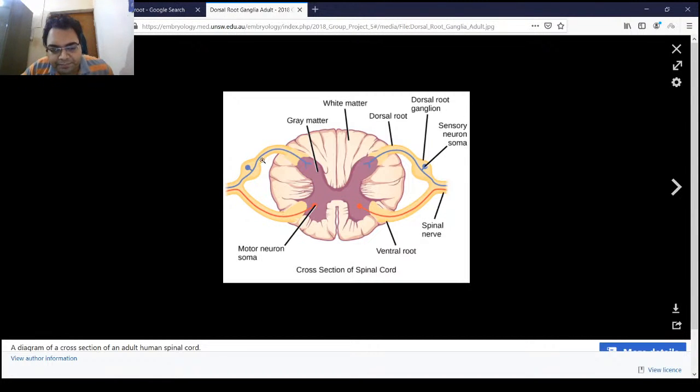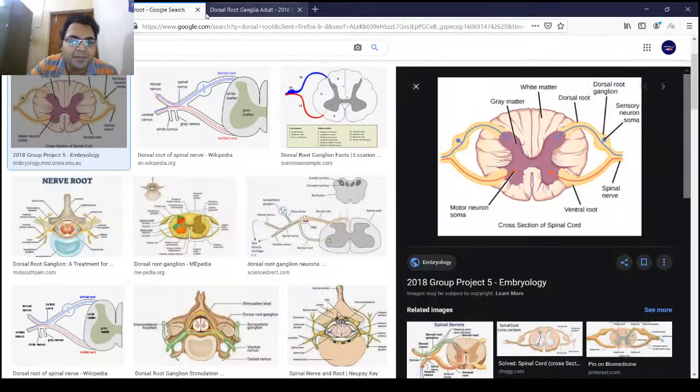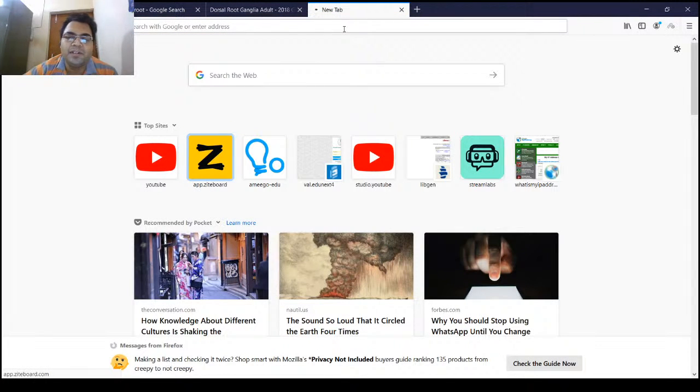Now you can see this thing. In order to explain this specific stuff to you, I'll draw my own version of the spinal cord and explain what really happens. Just hold on with me. I'll draw my own version of the spinal cord and explain what really happens. Let's come to the whiteboard.